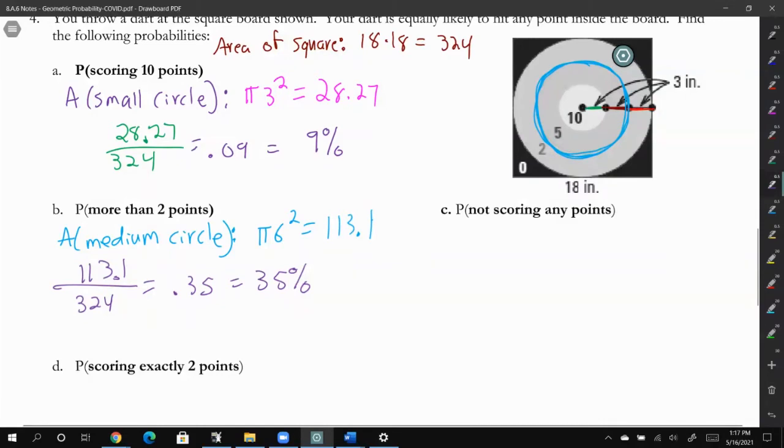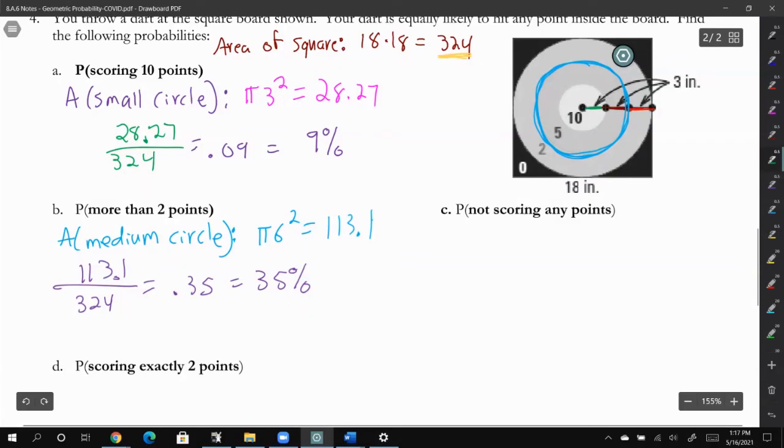And like I said, because the whole area of this board is 324, the denominator of all these probabilities is going to be 324. Probability is the success divided by or over the possible. So all of these will have the denominator of this 324.